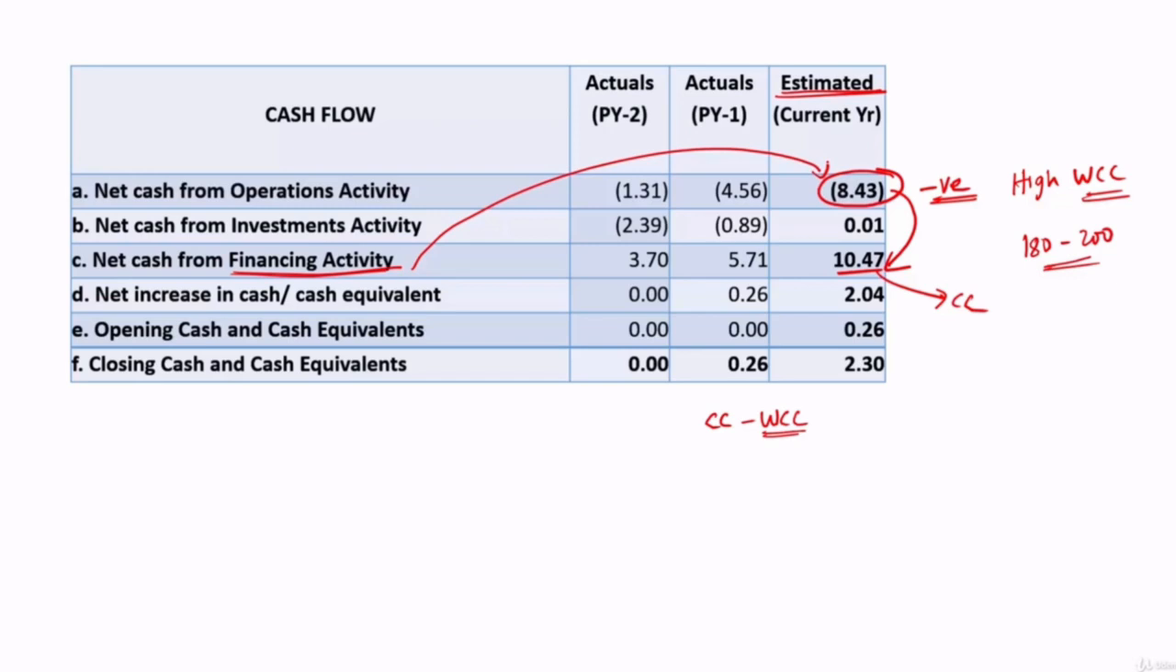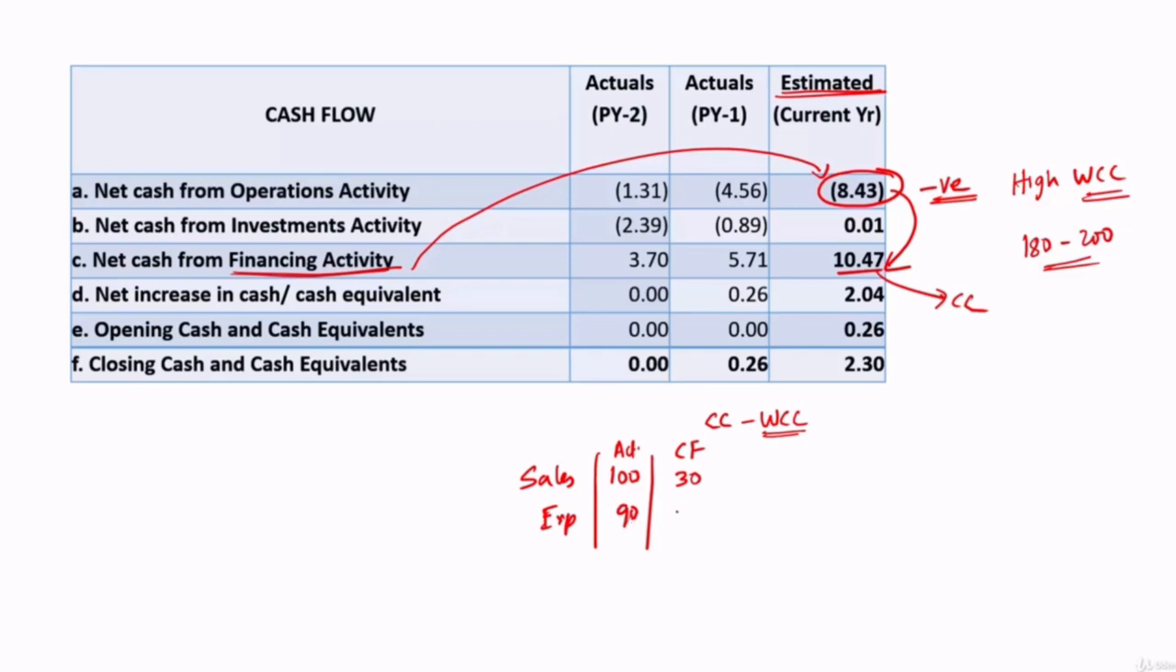Okay, so just think of a scenario. Let's say sales is 100, expenses are 90. This is actual. Let's look at the cash flow also. Out of 100, what is realized is only 30.